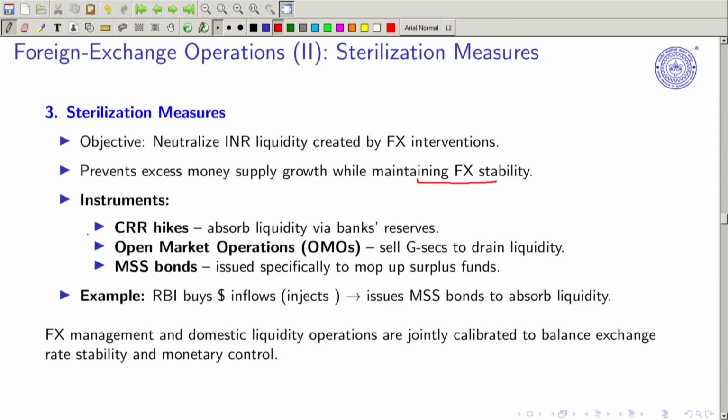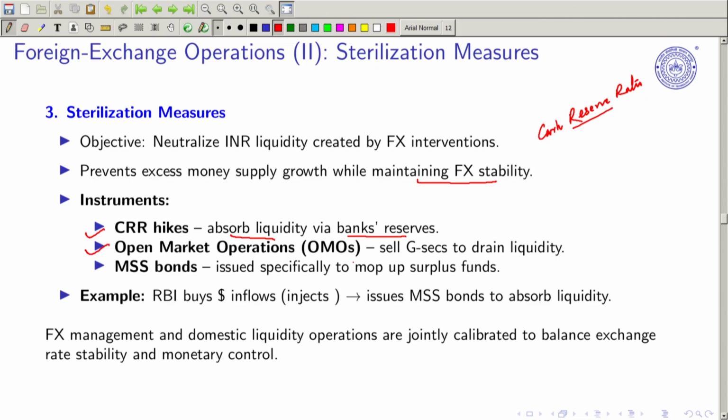The instruments are CRR hikes, that is, cash reserve ratio hikes, which is about observed liquidity versus bank reserves. Second is open market operations. The first one we know is CRR, the cash reserve ratio. RBI tells banks to maintain this, and it is mandatory. This is how they absorb the excess liquidity from commercial banking.